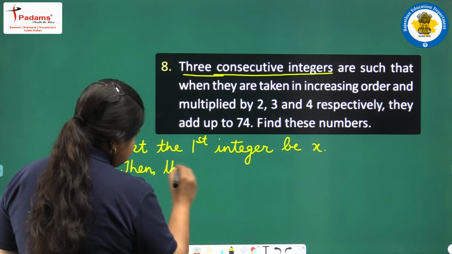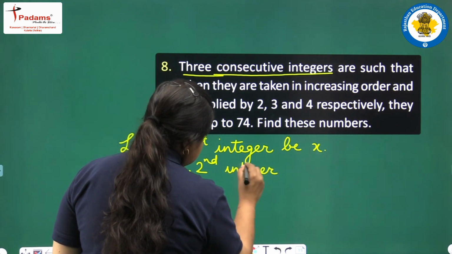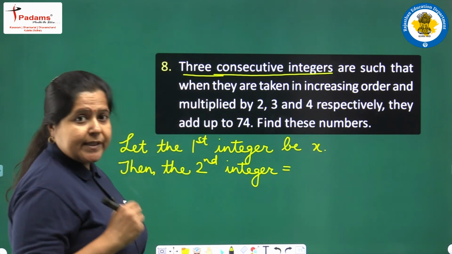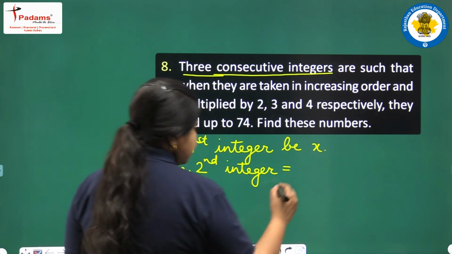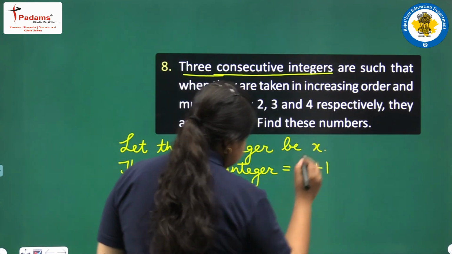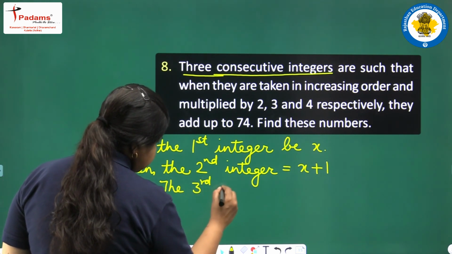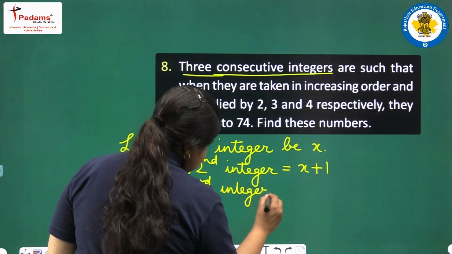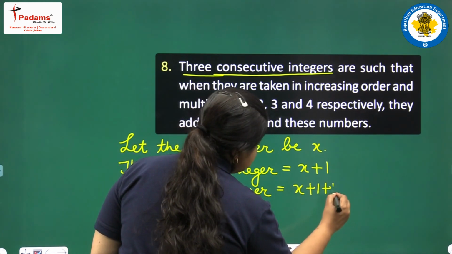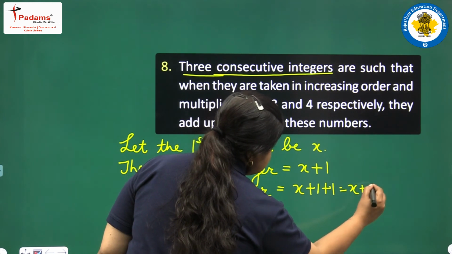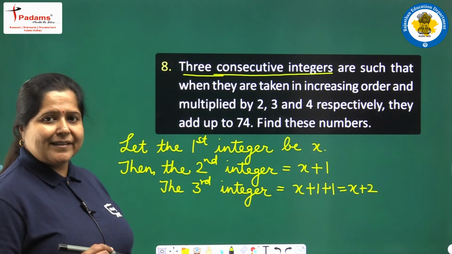Then the second integer, since they are consecutive, we will keep on adding 1. The next integer will be x plus 1, and the third integer will add up to x plus 1 plus 1, which gives us x plus 2 as the third integer.